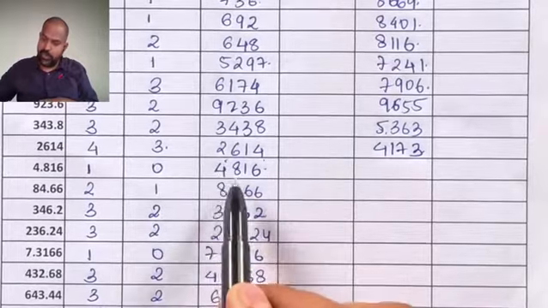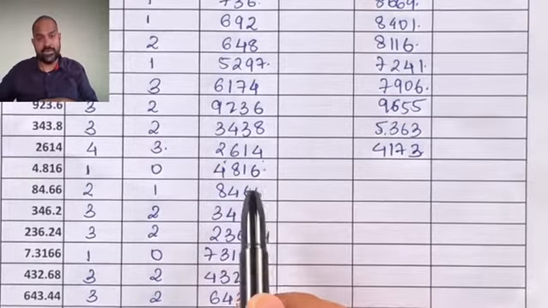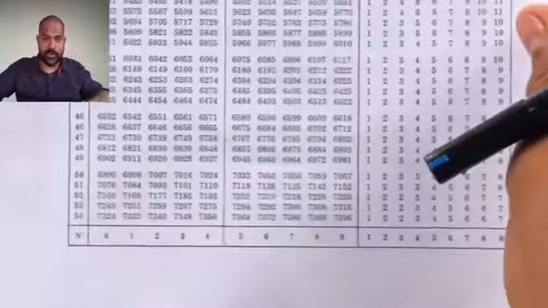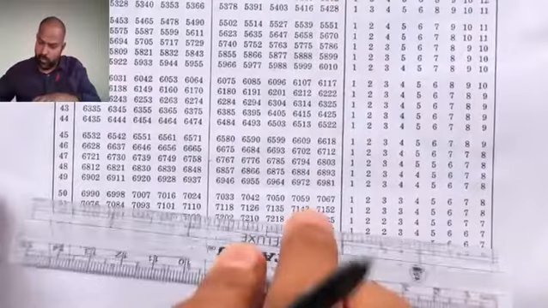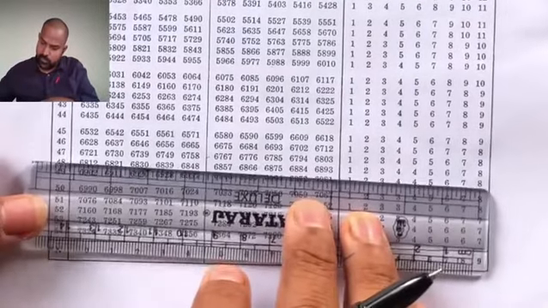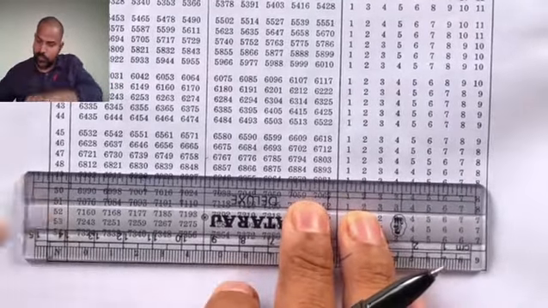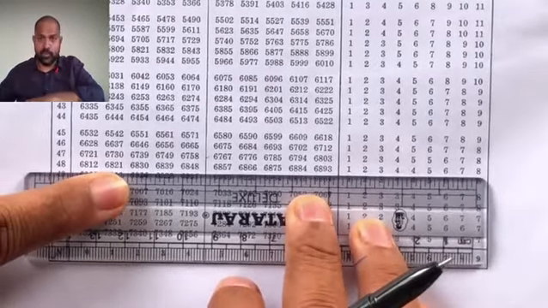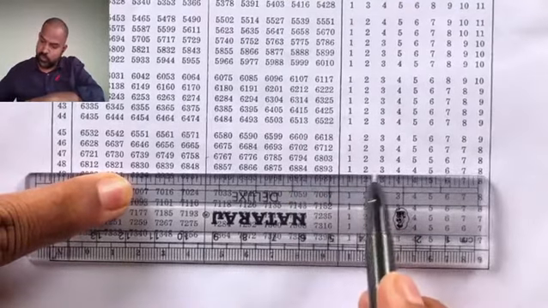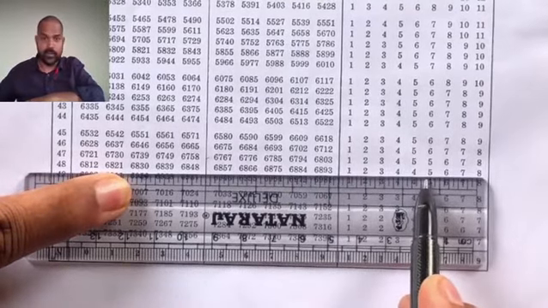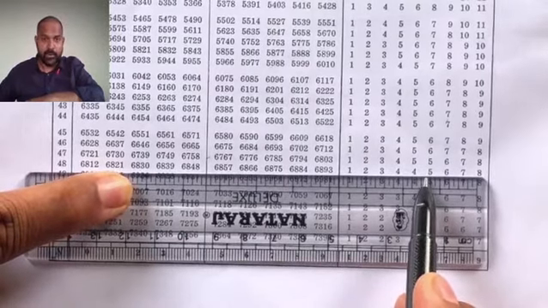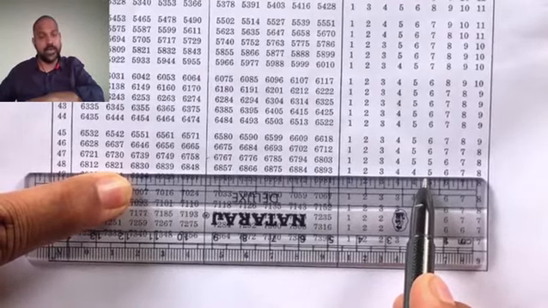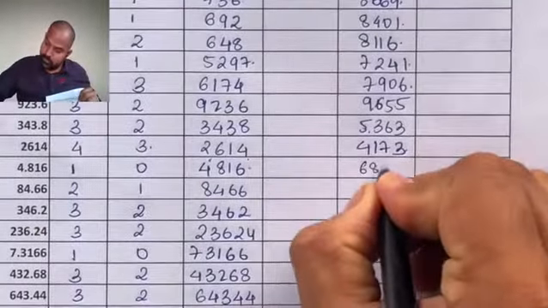Next is 4816. So in 48 we will look for 1, in that we will look for 6. 48 is going to be 6821. In that I am looking for 6. So it is going to be 1, 2, 3, 4, 5, 6, 5. So it is going to be 6821 plus 5, which is 6826. So I have 6826.